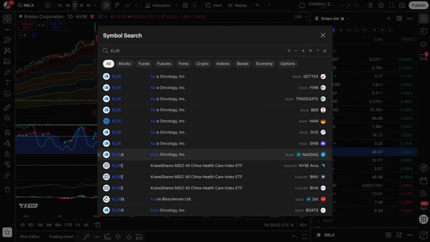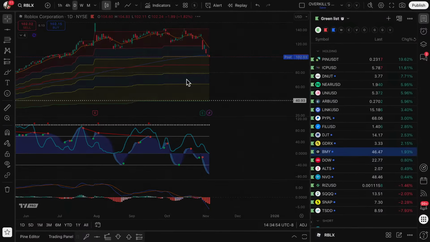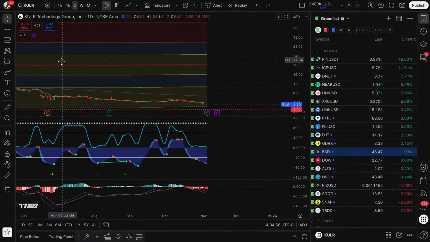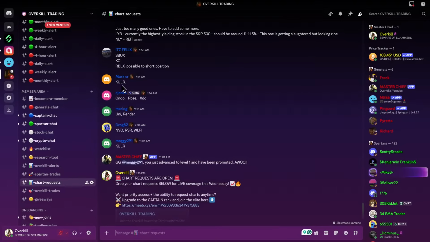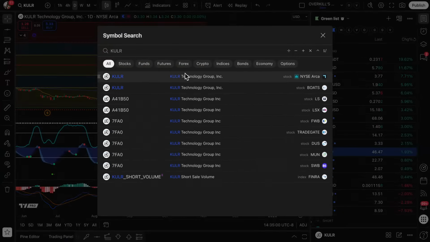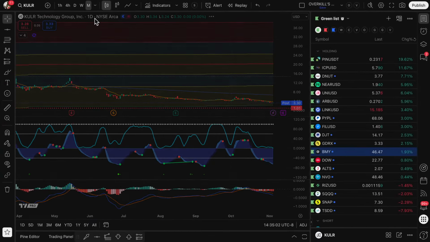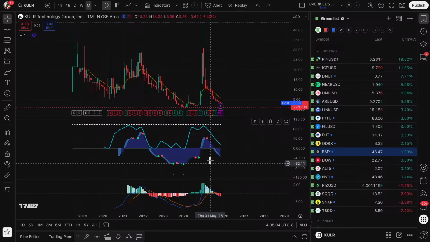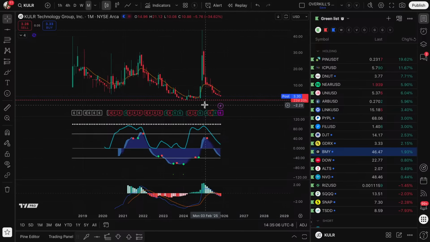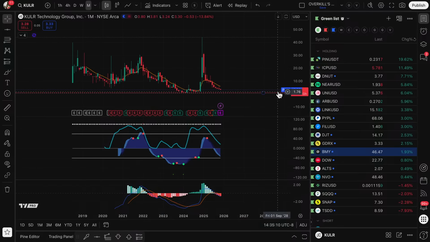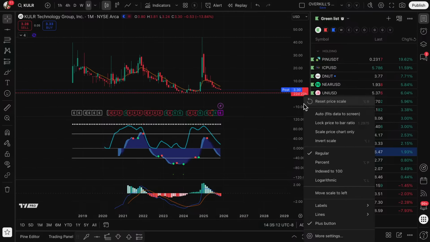KULR. This is the Tylenol company that Trump just absolutely clapped with a tweet. Wait, KULR? I'm thinking of something else. Never mind. I'd be waiting for the green dot there. Wait for the green dot there on the monthly. It's got support down here at... I can't even see it for some reason.